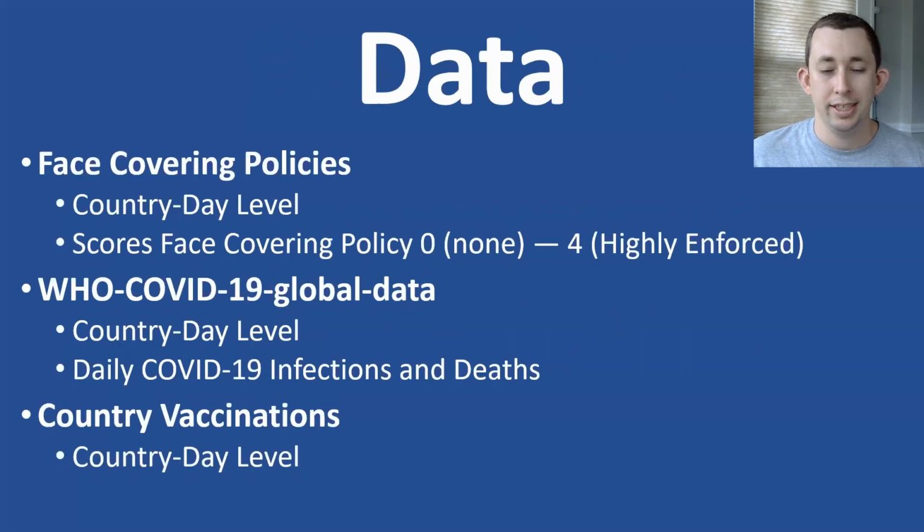I've collected 3 data sets that we're going to use over the course of this project. The first is about face covering policies or mask mandates across countries across time. So I've got country-day level data, where on each day for each country, this data assigns a score between 0 and 4, where 0 is no mask mandate and a 4 is a very strict mask mandate or facial covering policy. The second data set is from the WHO and covers infections and deaths from COVID-19 for each country on a given day. And the third data set is vaccination data, which, as you might expect, covers the number of vaccinations in a country on a given day.